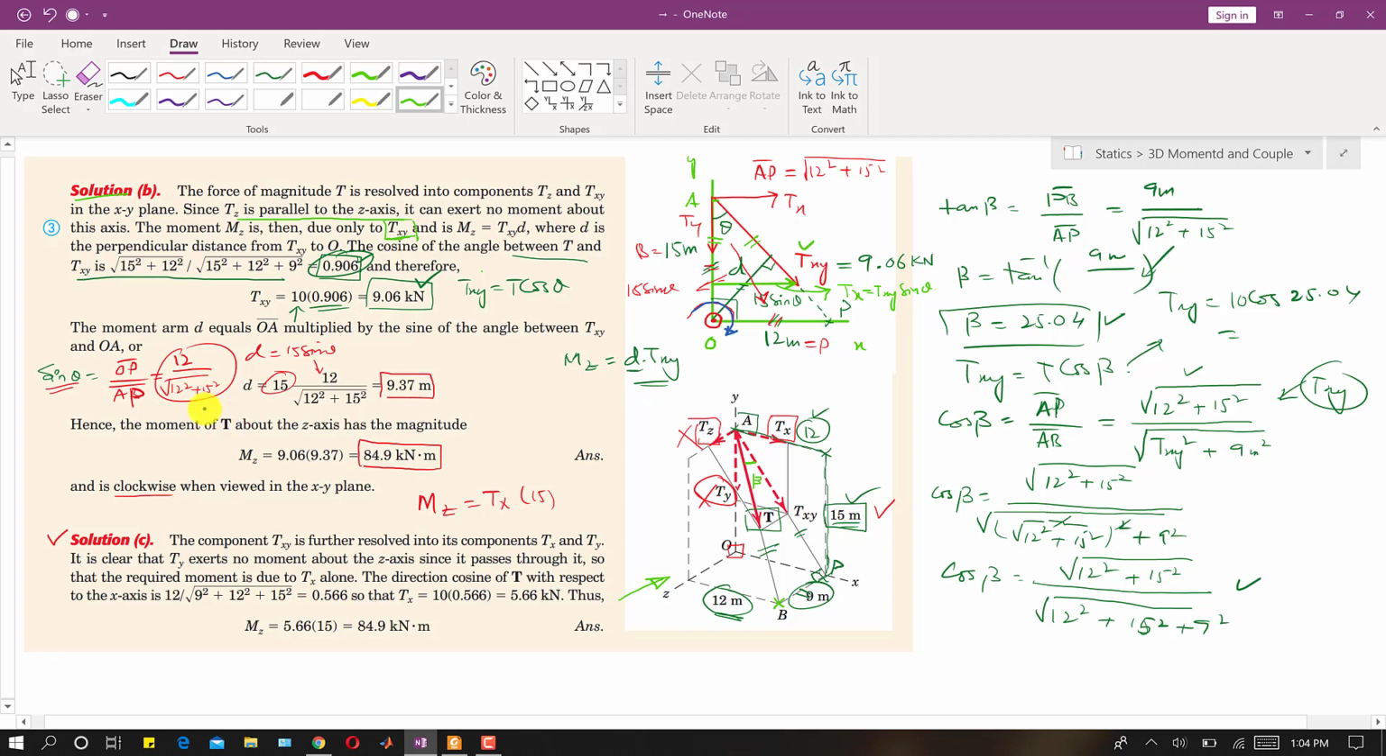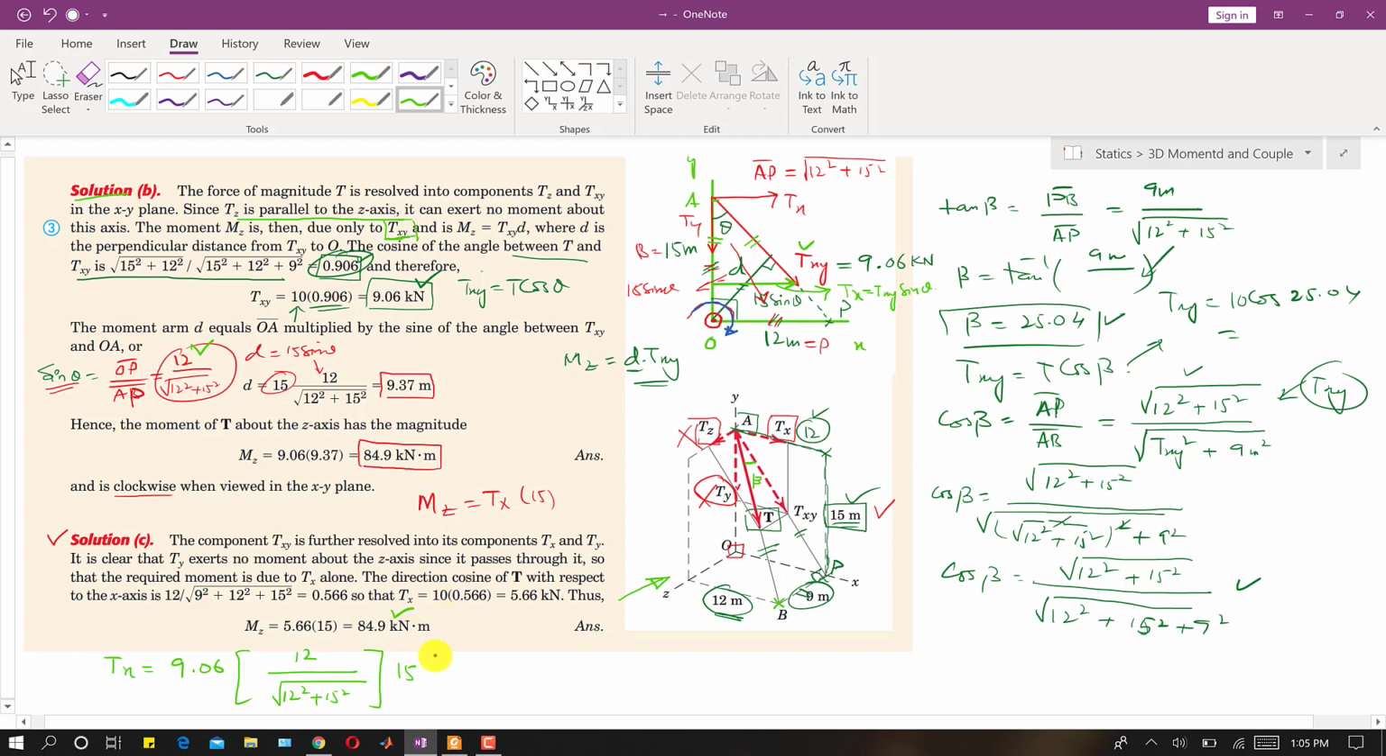We have already found this sine of theta, right? So then what will be this tx? It will be txy. What is txy? We have already found this, so it is 9.06, and if we multiply this with this sine of theta, so this will be 12 divided by the square root of 12 square plus 15 square, this will give us tx, right? And now if we multiply this tx with 15, we will get that same moment, this moment, right?